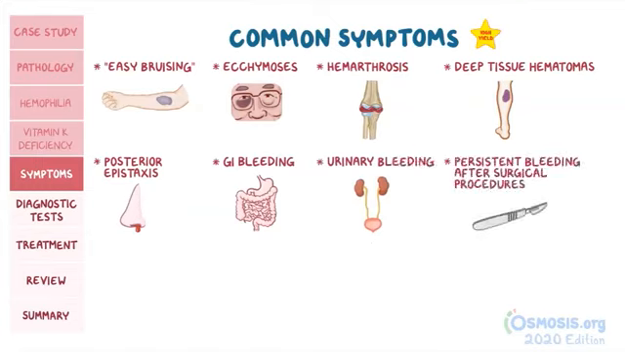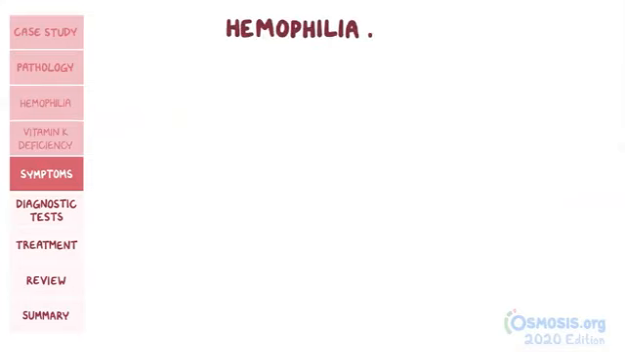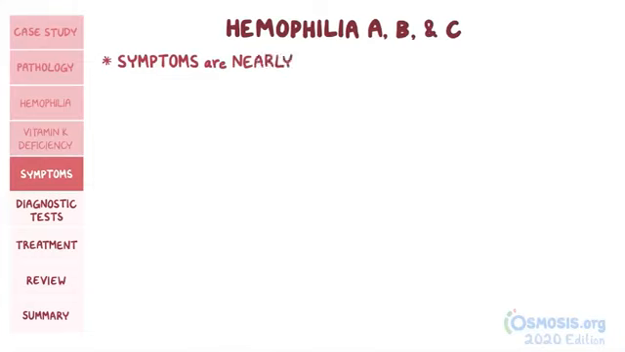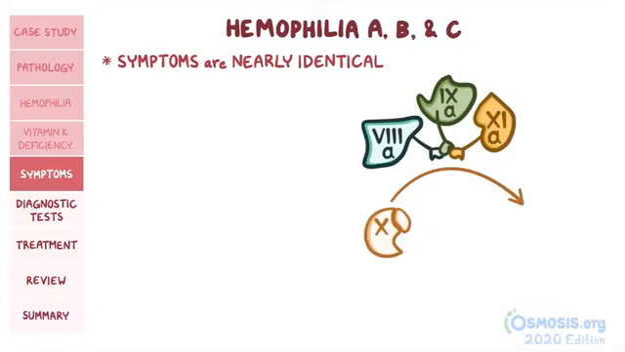Now, a dangerous complication is intracerebral hemorrhage, or bleeding into the brain, which can cause a stroke or increased intracranial pressure. For hemophilia A, B, and C, the symptoms are nearly clinically identical, which makes sense since factors 8A, 9A, and 11A work together in the coagulation cascade to activate factor 10.